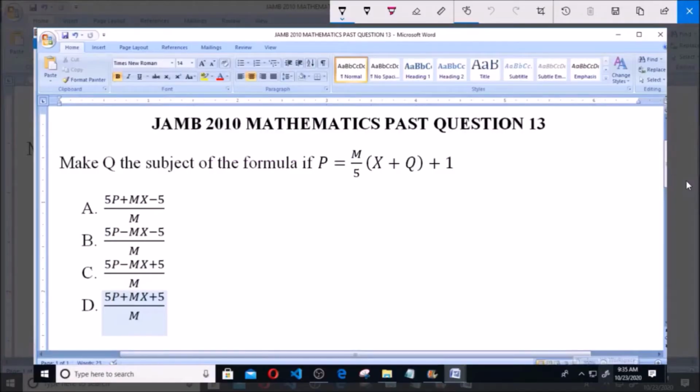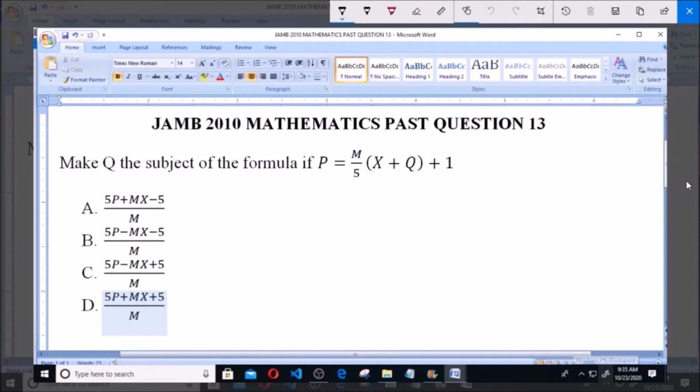I'll be answering JAMB 2010 Mathematics Past Question 13. Make Q the subject of the formula if P is equals to M over 5 into X plus Q, close brackets, plus 1. A. 5P plus MX minus 5 over M. B. 5P minus MX minus 5 over M. C. 5P minus MX plus 5 over M. And D. 5P plus MX plus 5 over M.